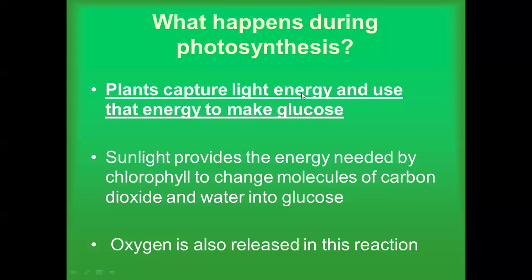All right, so what happens during photosynthesis? Plants capture light energy, and they use that energy to make glucose. That seems pretty simple, okay? But that's a big deal, right? The sunlight provides the energy needed by the chlorophyll to change molecules of carbon dioxide and water into glucose. So they need sunlight in order to change the makeup of carbon dioxide and water, okay? So that's what the sunlight is actually being used to do. It's being used to break these bonds to make the bonds of glucose because it requires energy in order to make glucose, okay?